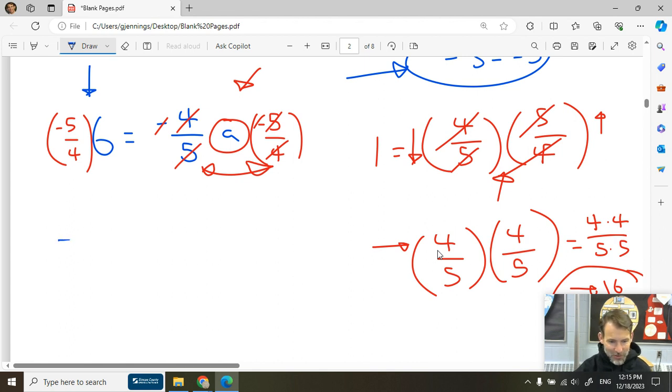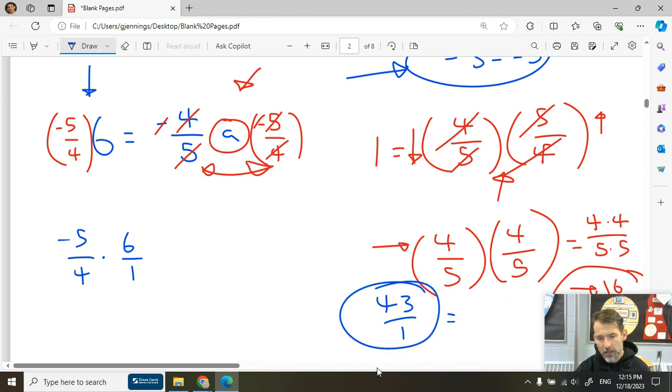Watch. I copy it out. Minus 5 over 4 multiplied by 6 over 1. Where'd the 1 come from? I am this many years old. 43 divided by 1. 43 over 1 is equal to 43. And we can go back and forth between these two forms if we need them.